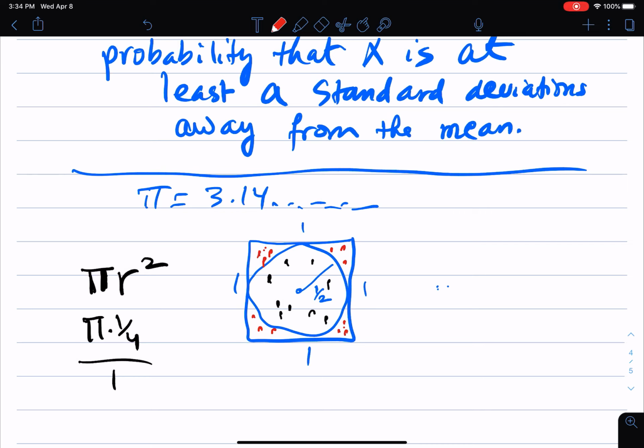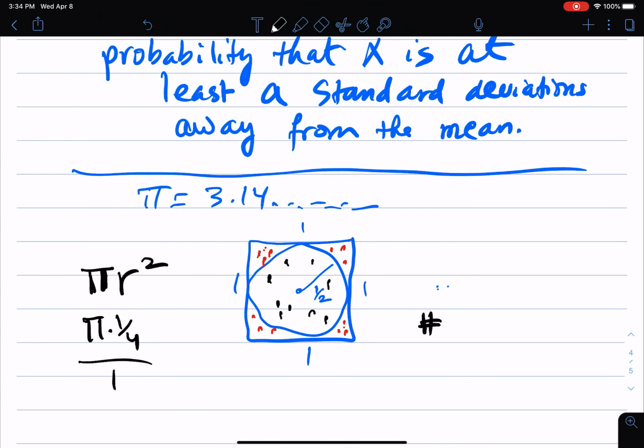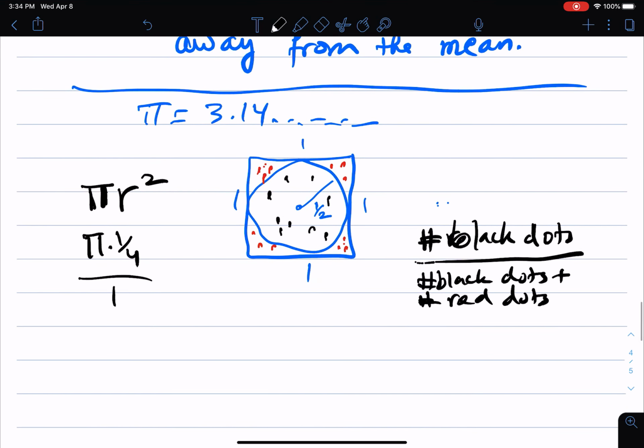This is the only region where they can fall, either inside the circle or outside the circle but inside the square. Now I want to estimate pi, so what do we do? Take the number of black dots, the ones that are inside the circle, and divide it by the total number of dots that you throw, which is the number of black dots plus the number of red dots. What do you expect this to be? It's going to be proportional to the ratio of the area of the circle to the area of the square. So this ratio should be proportional to 1/4 pi divided by 1, which is 1/4 pi.